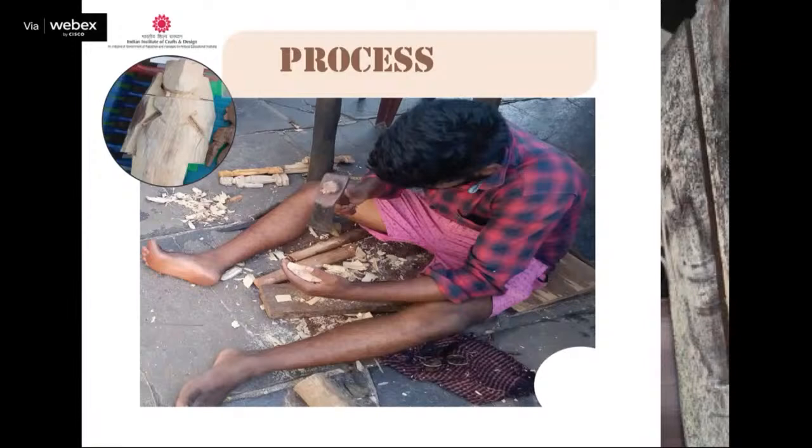Now, whenever we talk about design, the process should be involved, the tool should be involved. Here we can see a small handheld tool, and he is carving out a goddess's outfit with it. Again, this is a symbiosis of hand-eye coordination with a tool, taking a shape out of raw wood.